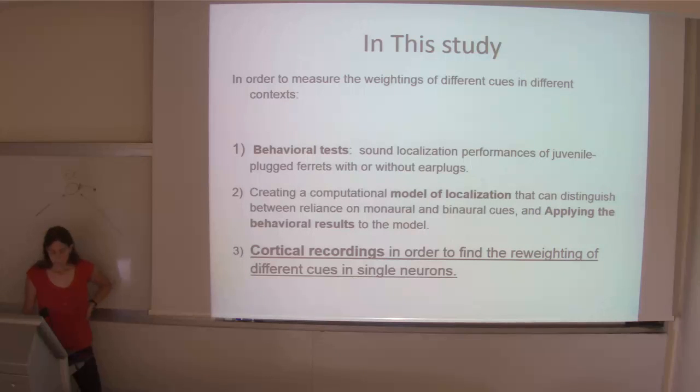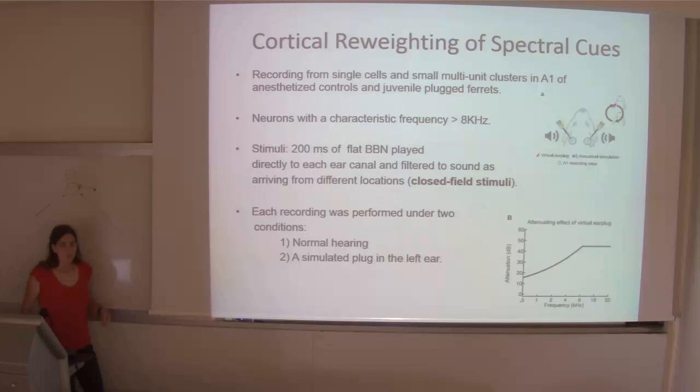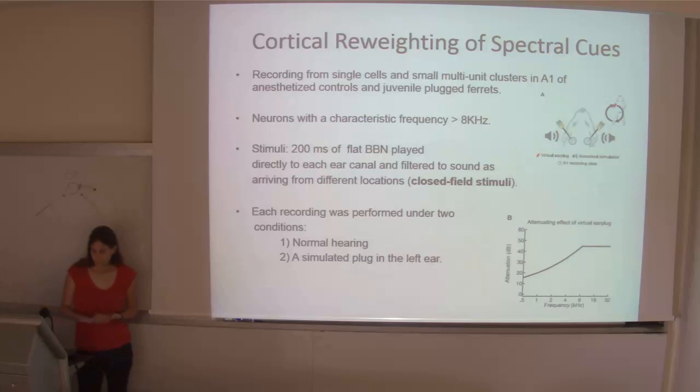So the next thing they did was cortical recordings of single neurons in the auditory cortex. What they wanted to do is find the single neurons and give each of them a weighting index, an index that will say how much they use the right ear and how much they use all the other available cues in different conditions.